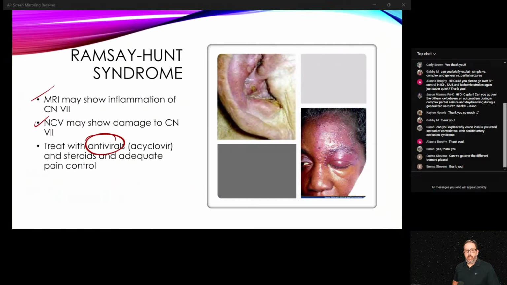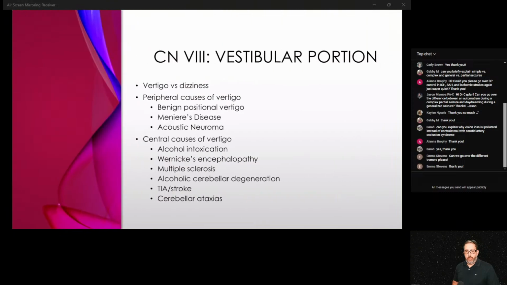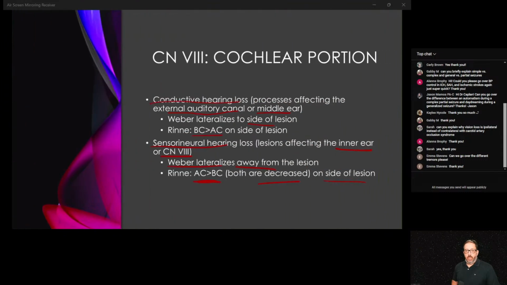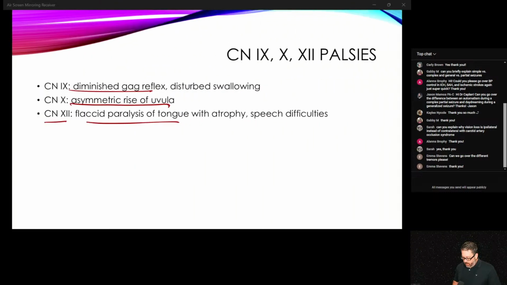Ramsay Hunt in the ear, also any distribution. Vertigo and dizziness, we did this already in the other section. Make sure you know the difference between conductive hearing loss and sensorineural. And then obviously we know what our cranial nerves do, because you've been doing it since your summer 1 when you learned PD.